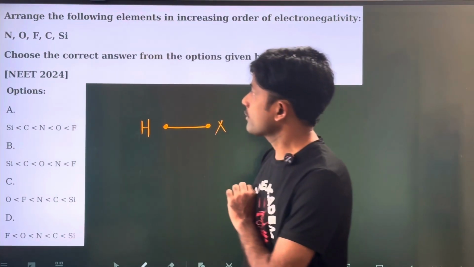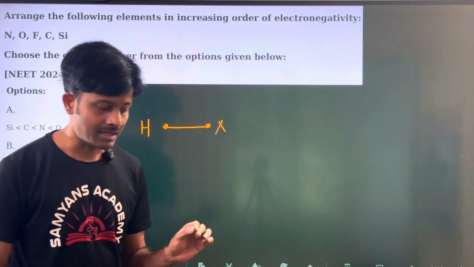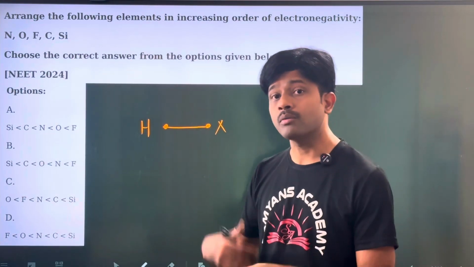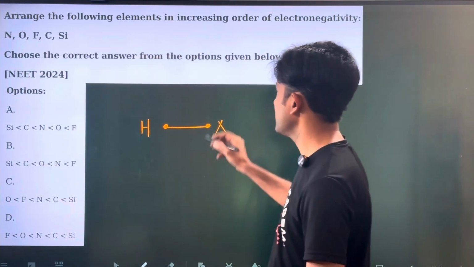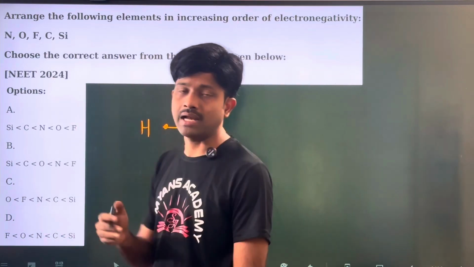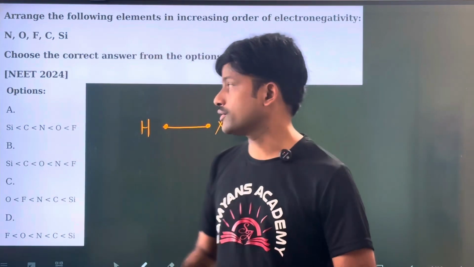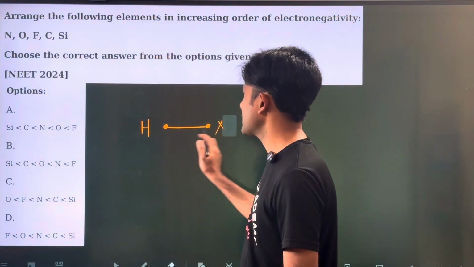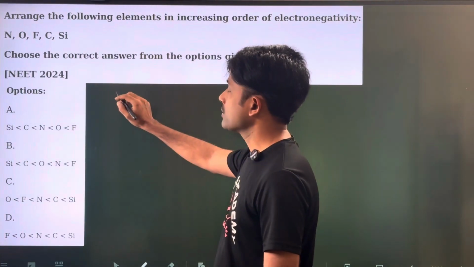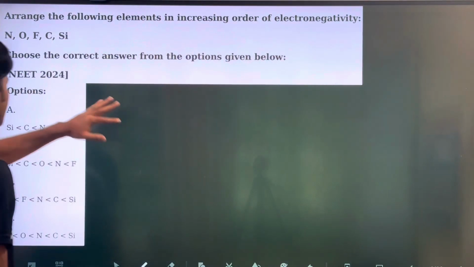As you move across the period, what happens? Size decreases, so the nuclear attraction force on the bonded electron increases. Across the period, size decreases and electronegativity increases, and down the group, size increases and electronegativity decreases. Now you see the given elements. Which one has more electronegativity? Let us see: nitrogen, oxygen, fluorine, carbon, silicon. Arrange all these elements in correct order.